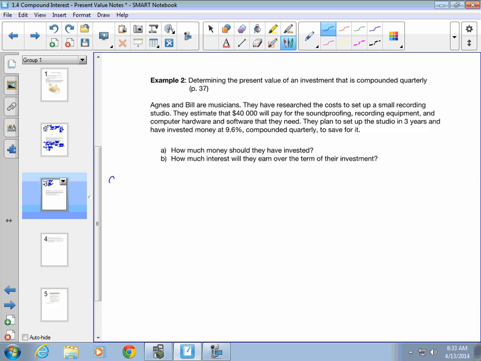So for A, our A is equal to 40,000. Our P, our present value, we don't know. Our interest rate was 0.096, and our N is, we have 3 years that they're doing this times quarterly, so 4 per year, so that equals 12.